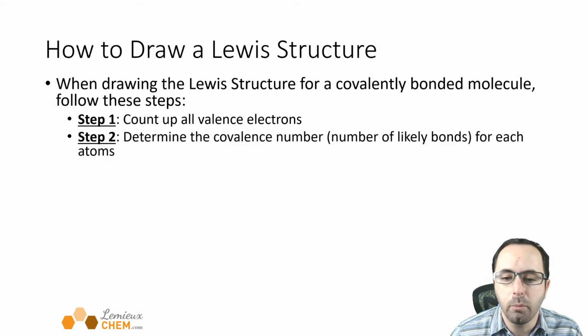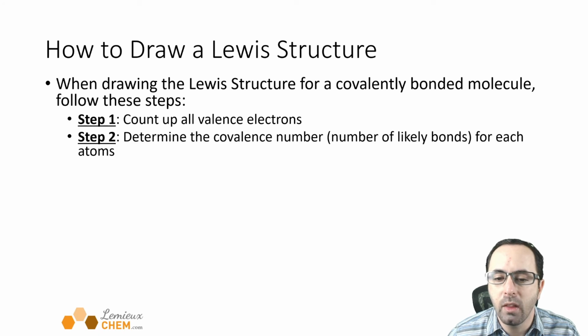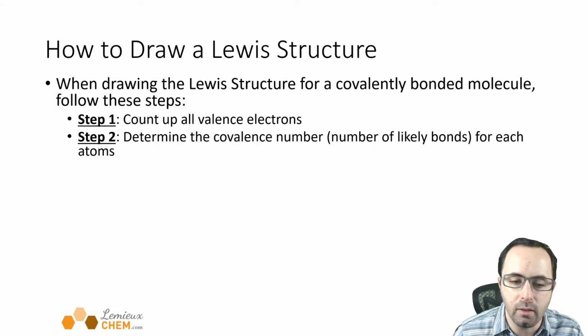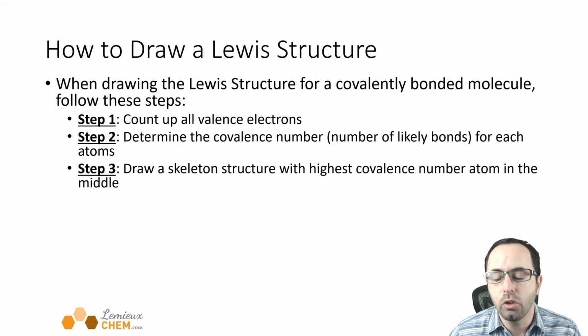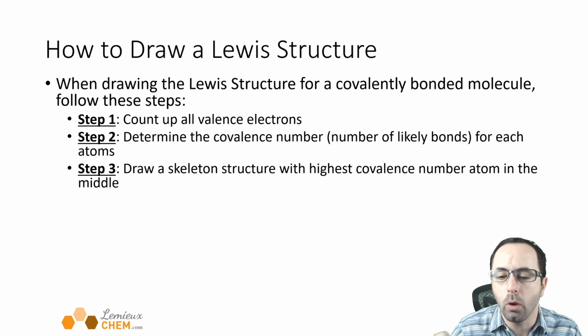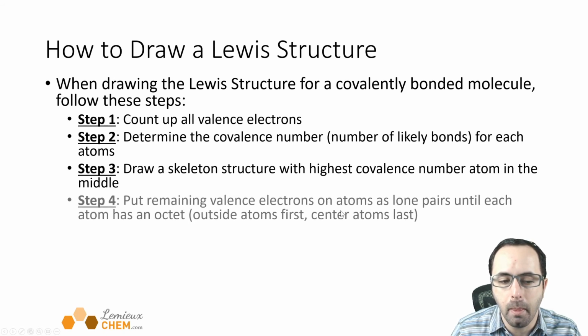Step 2, we want to determine the covalence number. The covalence number is the number of bonds that this atom is most likely to make. Each type of atom has a different number of bonds that it will usually make, and that's what we're going to try to identify with the covalence number. Next, you will draw a skeleton structure where you draw the arrangements between the bonds of the atoms. Which atom is bonded to what other atom? And we're going to put the atom with the highest covalence number in the middle on the skeleton.